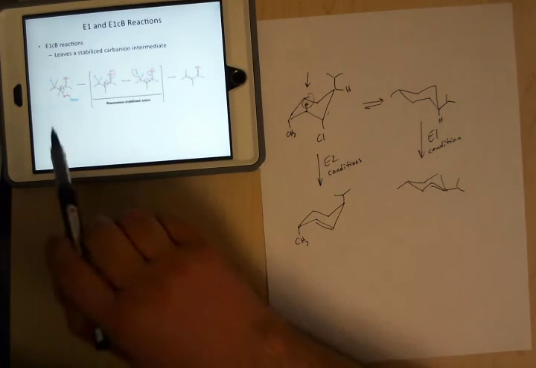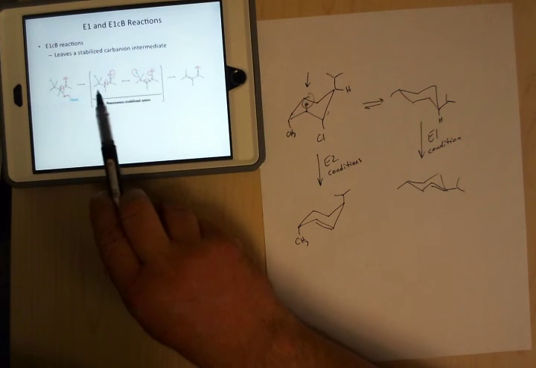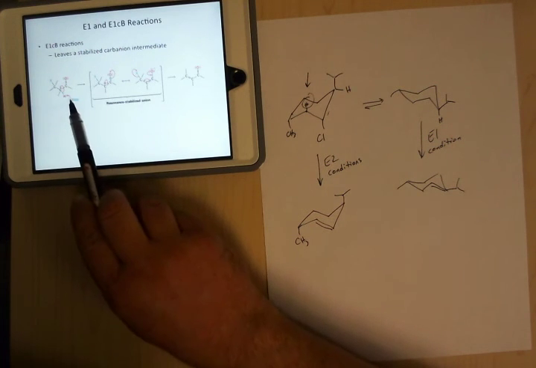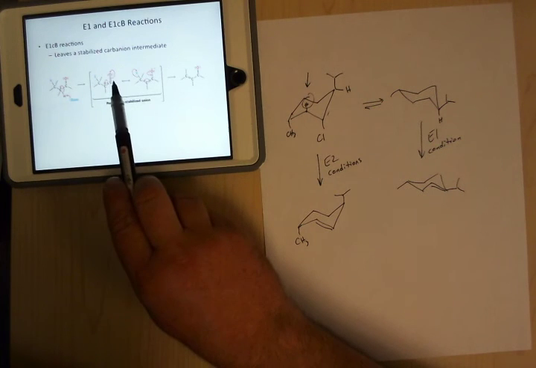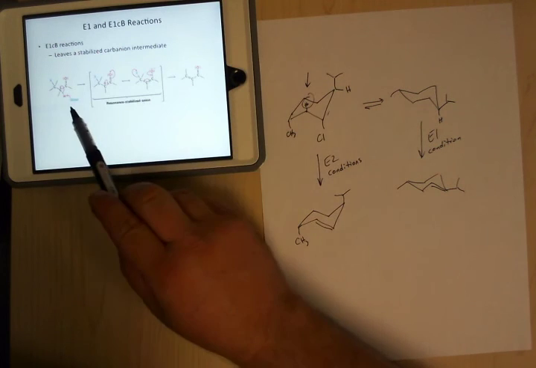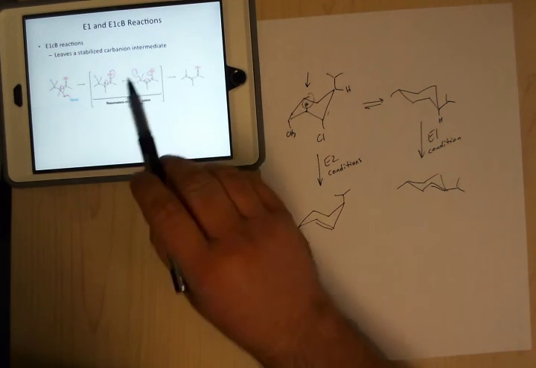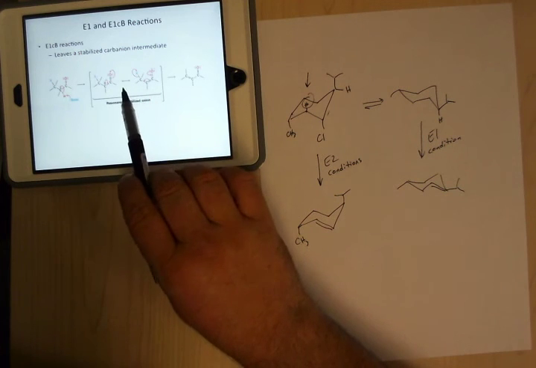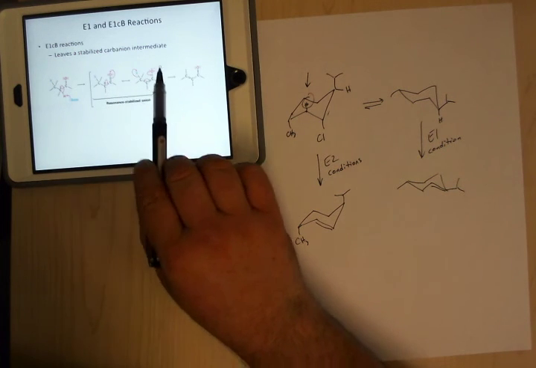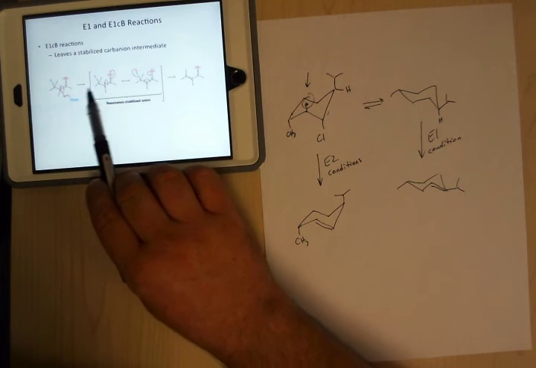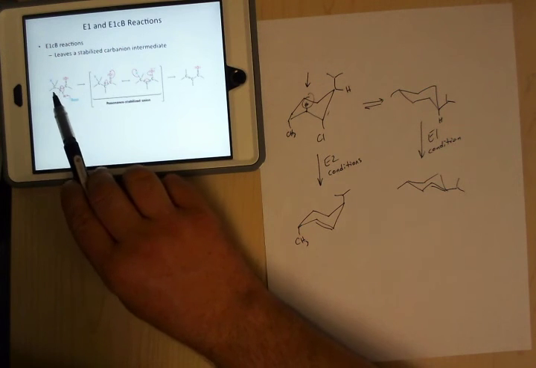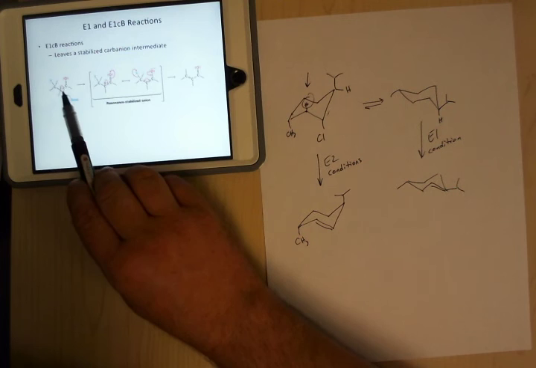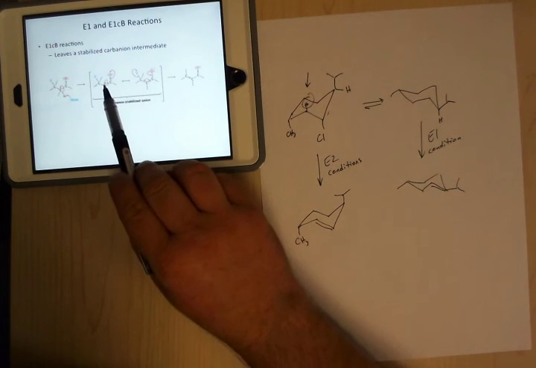Okay, now for E1CB, what's happening is the base comes in, and you get this. It's E1 because this is the slow step. What's happening is you get this charge stabilization, and so whenever your leaving group is away from this, you can form this intermediate here, right?